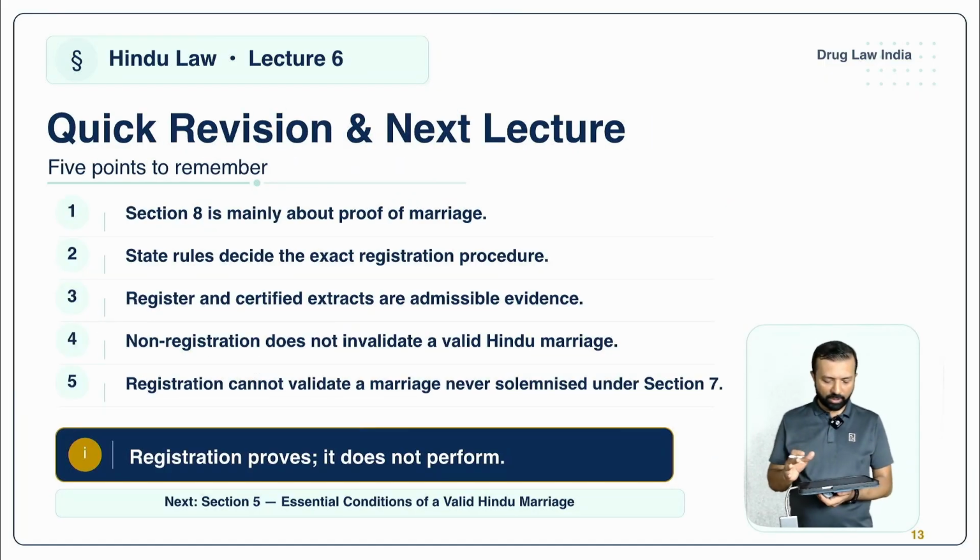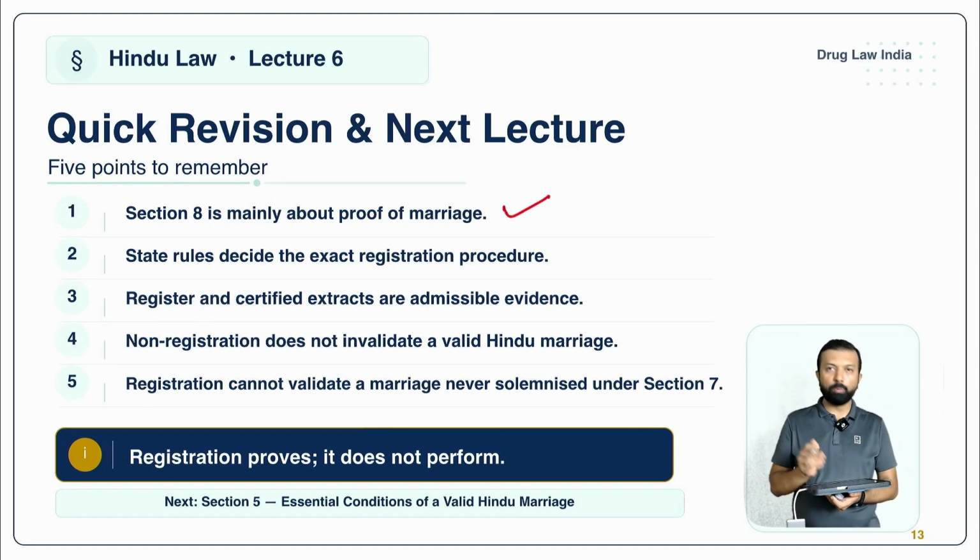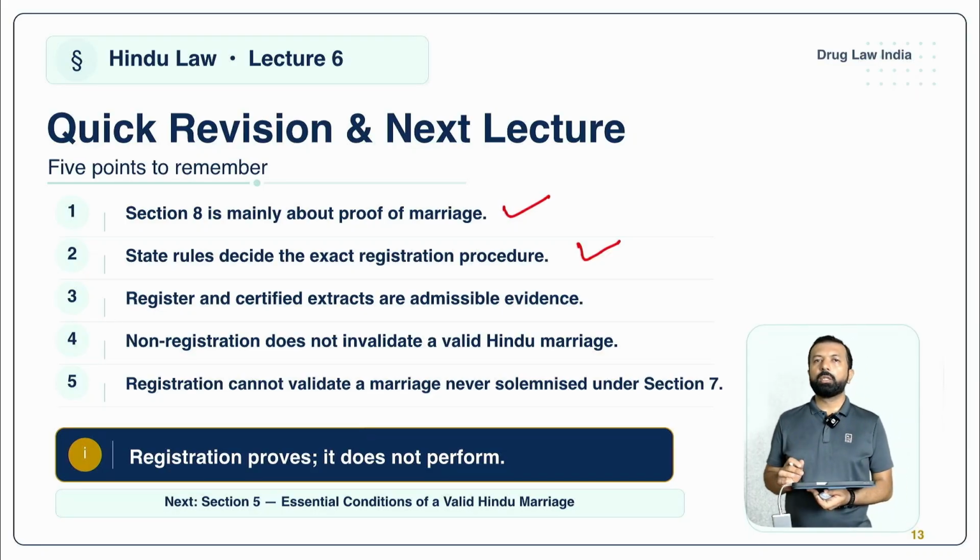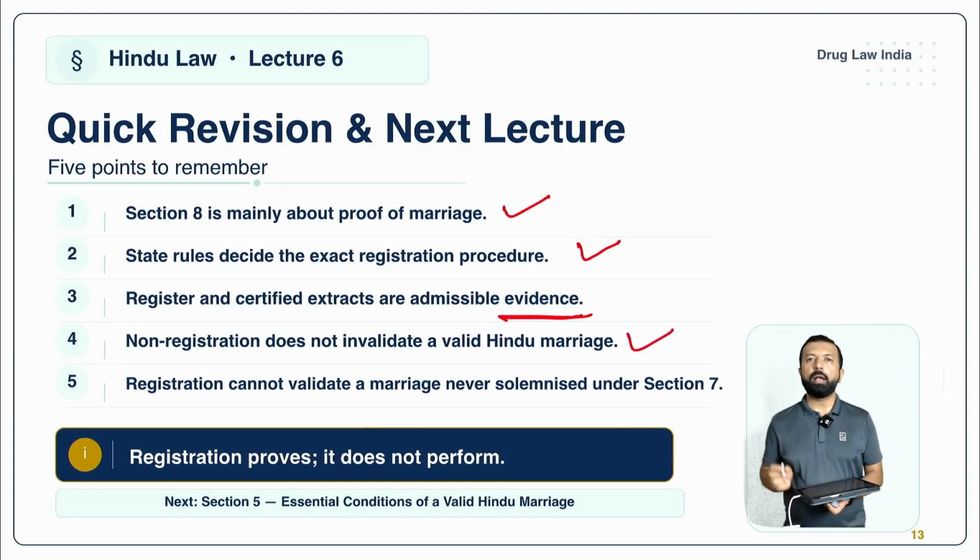Now let us quickly revise what we have studied in this lecture so far. Firstly, Section 8 is mainly about the proof of marriage. Secondly, it is the state that will decide the exact registration procedure. Thirdly, the register and certified extract are admissible as evidence in the court of law. Fourth, non-registration does not invalidate a valid Hindu marriage. And finally, the fifth point is that registration cannot validate a marriage that was never solemnized under Section 7 of the Hindu Marriage Act 1955.